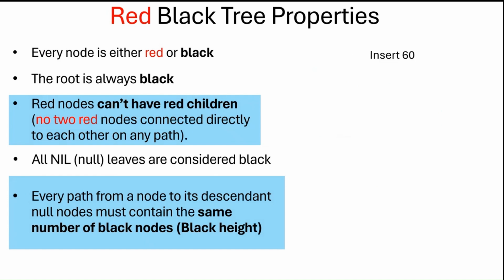Let's say we insert 60. The new node color is always red in a red-black tree. But now 60 is the root, so we need to change it to black because the root is always black in a red-black tree.